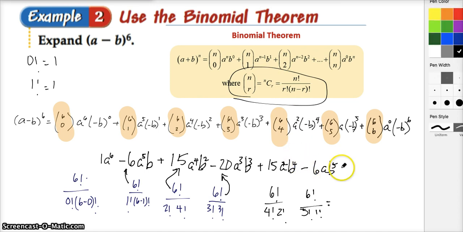And then finally, 6 choose 6 is going to be like 6 choose 0, in that we're going to end up with 6 factorial over 6 factorial times 0 factorial. 0 factorial, we remind you, is 1, and therefore 6 factorial over 6 factorial altogether is 1 because it's the same thing over the same thing. And finally, my friends, I have a to the 0, which is 1, so I'm not going to put that down. Negative b to the 6, which is the same as positive b to the 6.